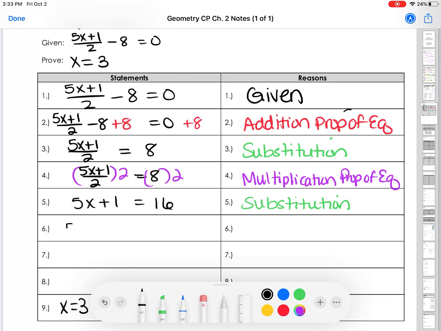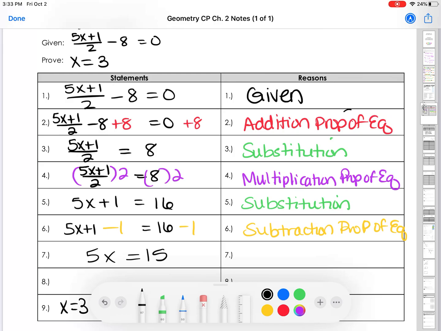The next thing we're going to do is to take that 5x plus 1, and we are going to subtract 1 from both sides. All right, so when we subtract 1 from both sides, that is going to be the subtraction property of equality. Okay, clean it up. So we get 5x is equal to 15.